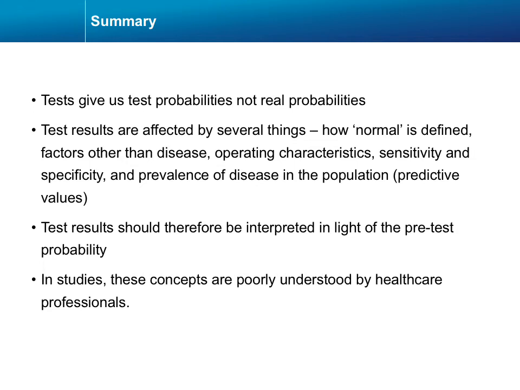So to summarise, tests give us test probabilities, not real probabilities. Test results need to be interpreted. Tests are affected by several things: how we define normal, which is a statistical construct, factors other than disease, operating characteristics, sensitivity, specificity, prevalence of disease in the population. And don't forget this concept called the critical difference, which is this idea that lab tests can vary due to natural and lab variation by a certain percentage before they really have changed.